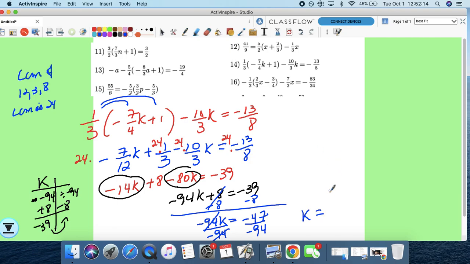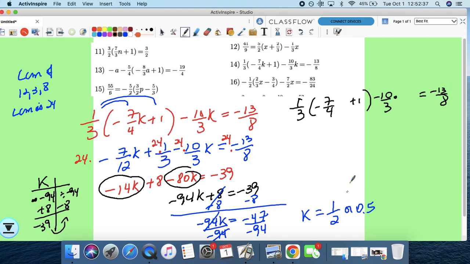You can write 1/2, or you can write 0.5. Okay, whichever. So now you have to go back to your original equation: 1/3 minus 7 over 4, minus 10 over 3 times k, equals negative 13 over 8. So you either write 0.5 or a half. I'm going to choose to write a half. So wherever k was, I put a half.